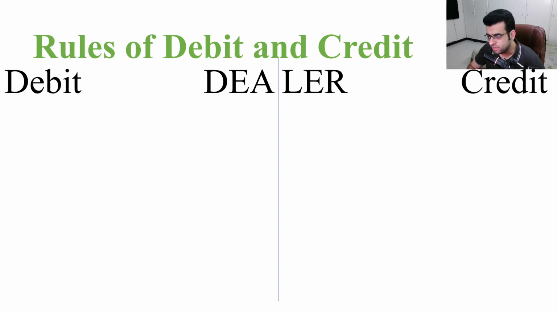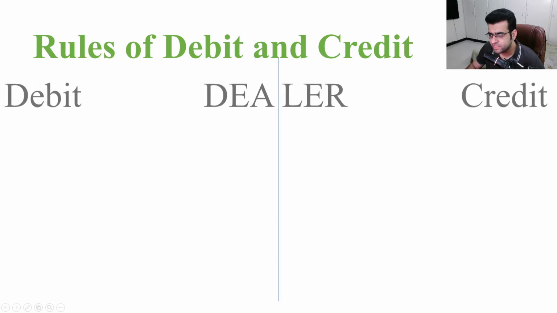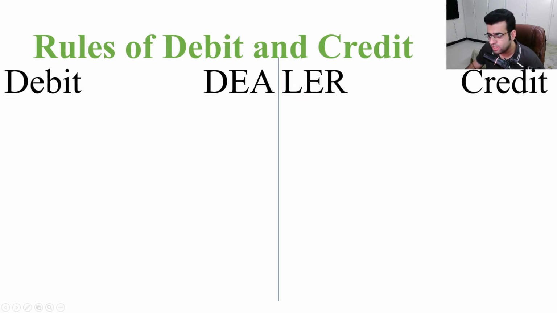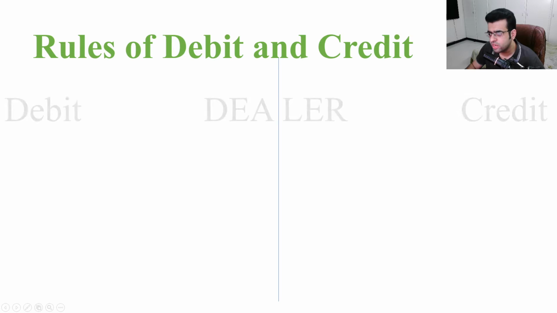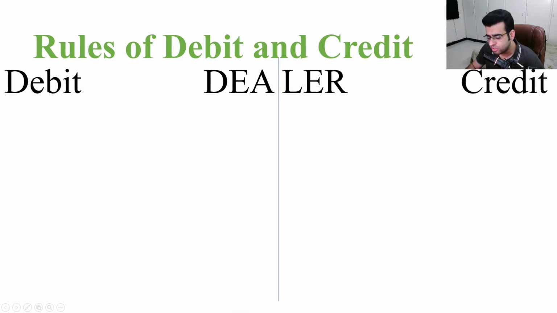That is, DEA are on the left hand side of this line, this is the blue line, and LER are on the right hand side of this blue line, which means that DEA, that is drawings, expenses and assets, increase on the debit side and decrease on the credit side. We have to learn this. And on the right hand side we have liabilities, equity or owner's equity and revenue. These increase on the credit side and decrease on the debit side.